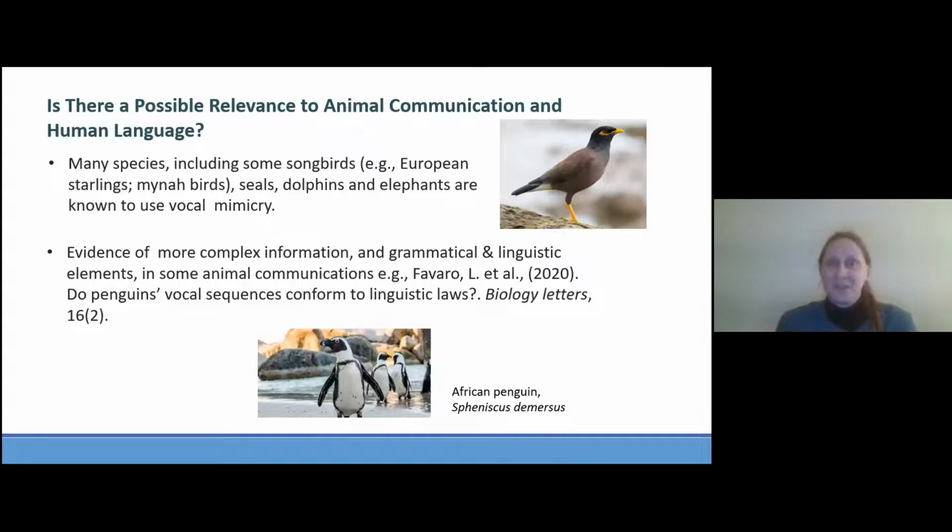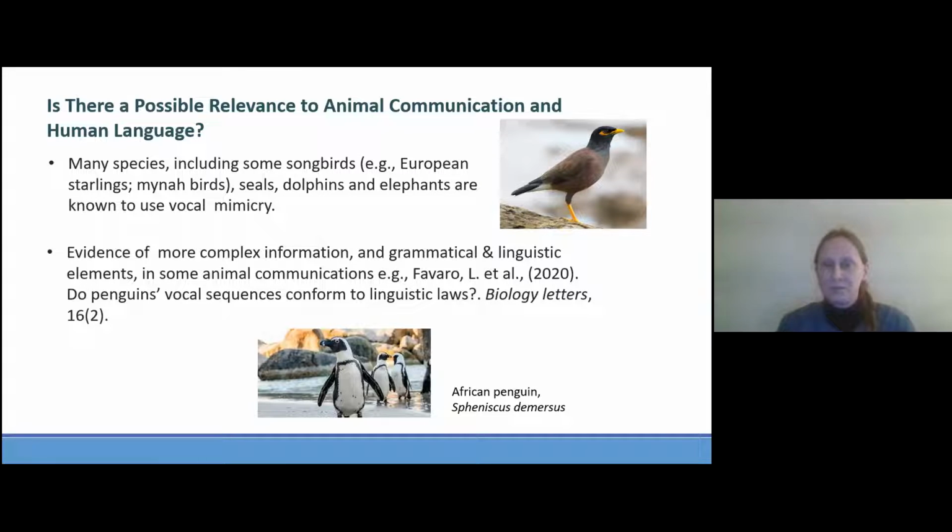And that made me ask the question, is there a possible relevance of this to animal communication and human language? Certainly many species, including some songbirds, for example, the European starling and mynah birds, as well as mammalian species, seals, dolphins, and elephants are known to use vocal mimicry, and they can even mimic human speech. There's also evidence of more complex information and grammatical and linguistic elements being present in some animal communications.